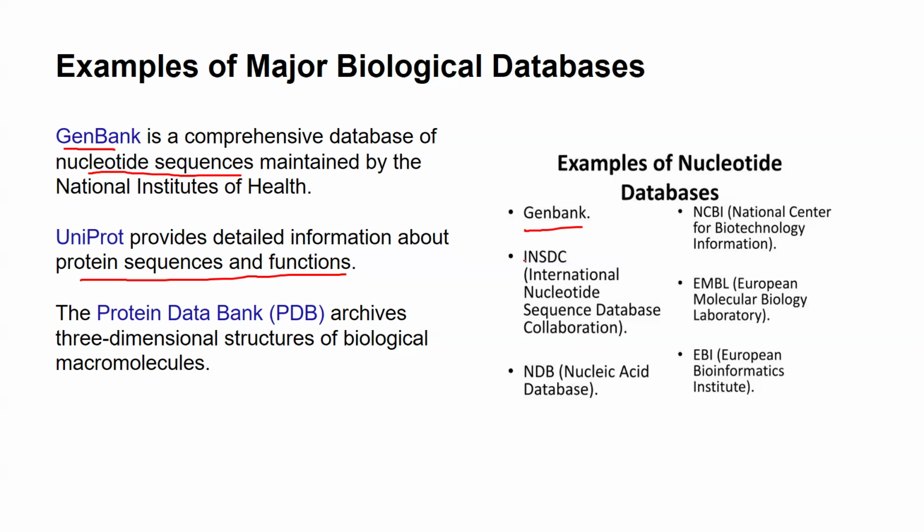So these are the different examples of nucleotide databases, that is the databases from which you can retrieve the nucleotide sequence of a gene. And these are their different houses: NCBI, EMBL, that is European Molecular Biology Laboratory, and European Bioinformatics Institute.